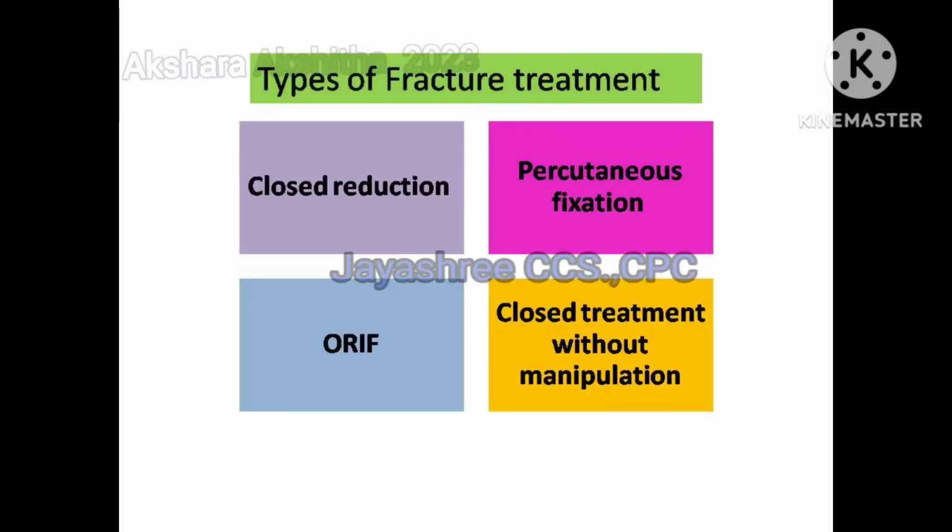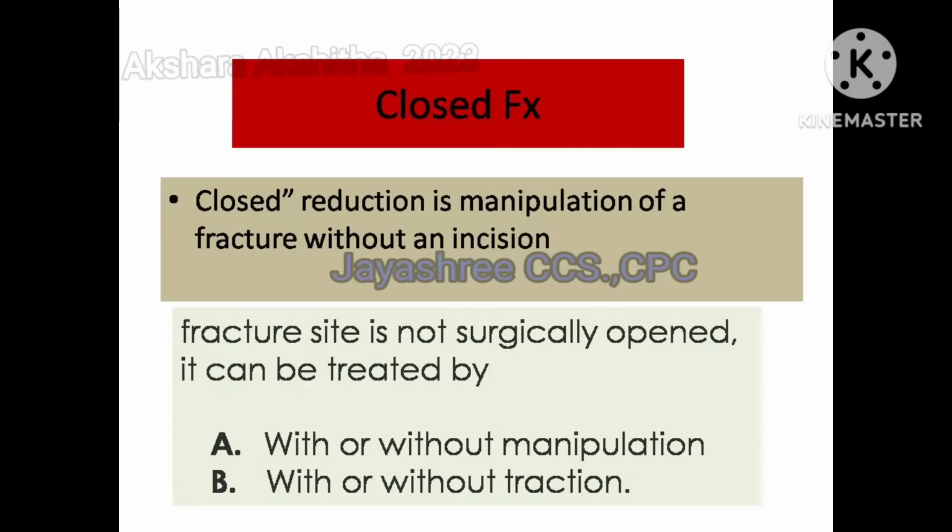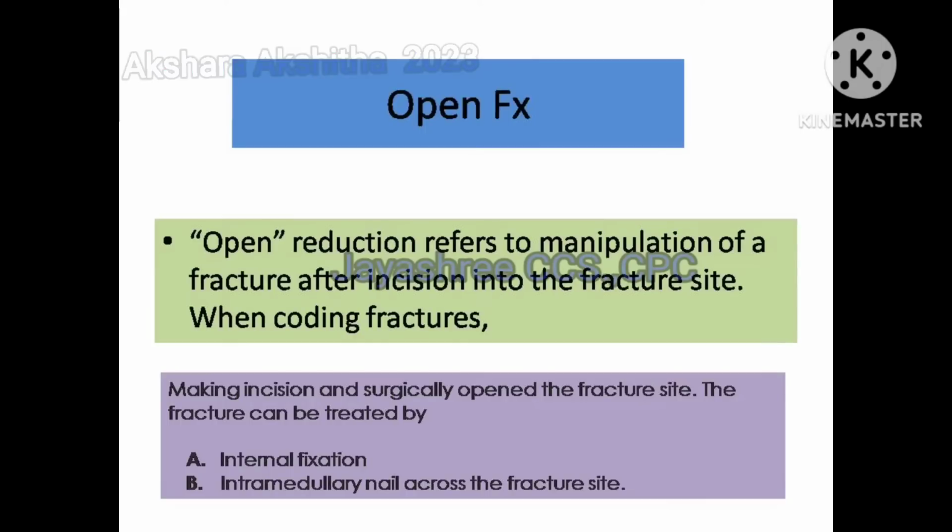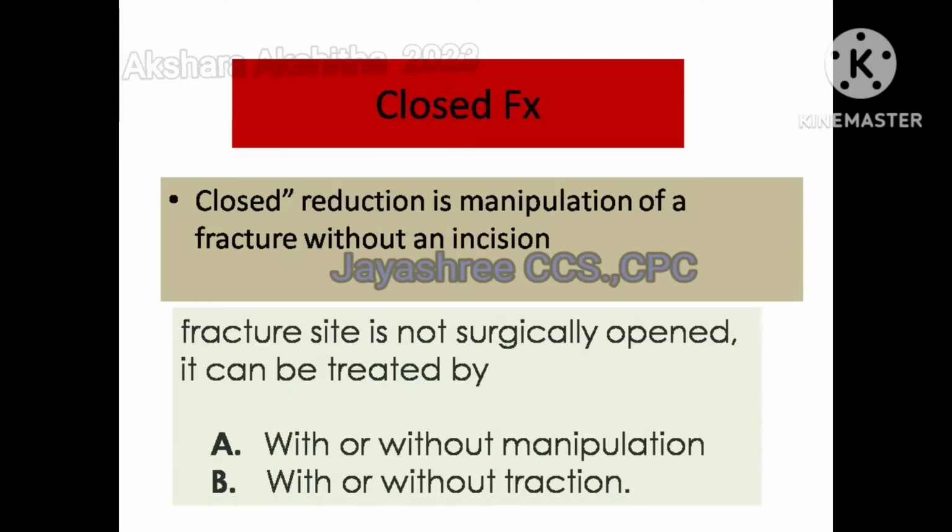Okay. So what all the topics or treatments do we have in our CPT books? There are 4 types of CPT treatment available. One is closed reduction, then percutaneous fixation, next ORIF open treatment, then closed treatment without manipulation. Okay, what is the closed treatment? In closed treatment, the fracture site is not surgically opened. So this is closed treatment. If it is surgically opened, then it is considered open treatment. In closed treatment, we have CPT codes with manipulation or without manipulation.